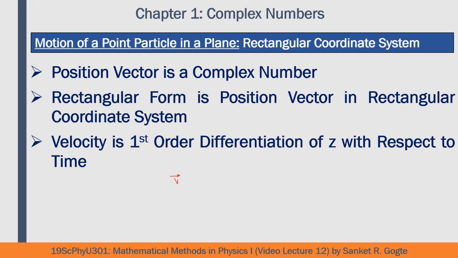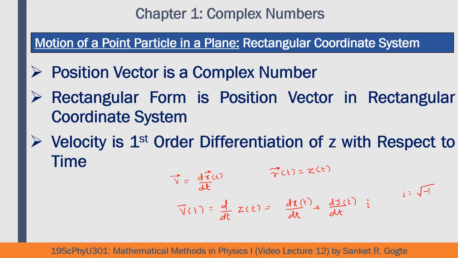If I want to find out velocity of a particle, what I do is I differentiate its position with respect to time. In this case, the position vector r is the complex number z. Therefore, velocity can be calculated by differentiating z with respect to time, which is going to be equal to dx by dt plus dy by dt into i, where this i, remember, is the square root of -1. So this is how we can write velocity of a particle by using complex number in rectangular coordinate system.